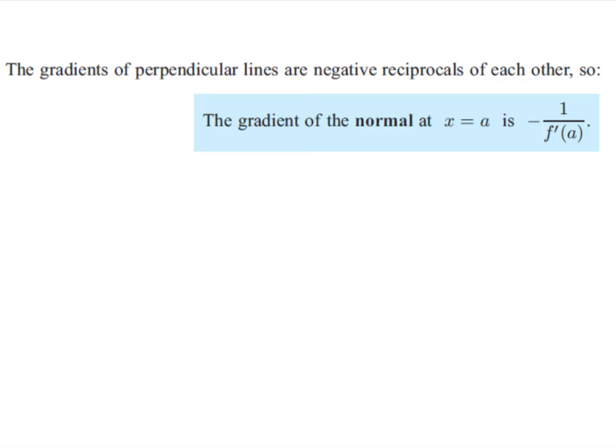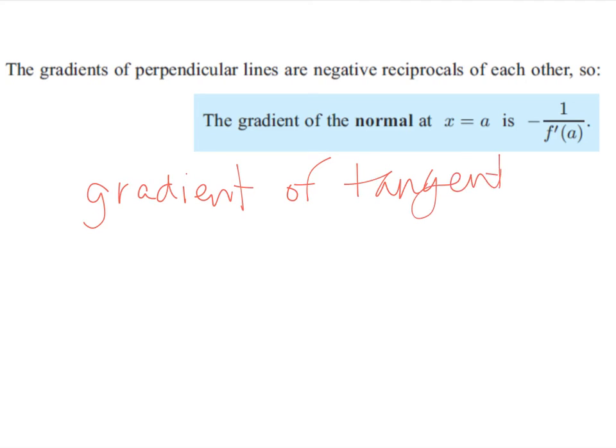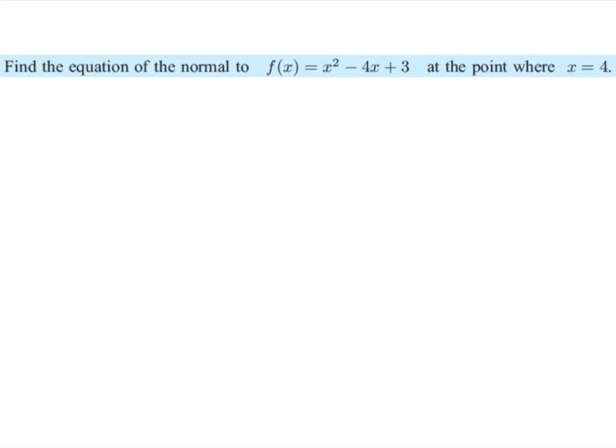So the gradient of the normal at x equals a is negative 1 over f prime of a, because they're negative reciprocals, and the gradient of our tangent, which we've been working with this entire time, is f prime of a. So for the reciprocal of that, we change the sign and we put it on the bottom, so we get -1 over f prime of a. So that is the slope of the normal of that line.